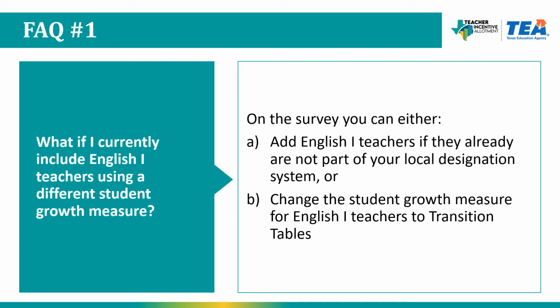What if I currently include English 1 teachers using a different student growth measure? Well, on the survey, you can choose 2 options. You could change that student growth measure for English 1 teachers to transition tables, or you can add English 1 teachers if they were not part of your local designation system at the time. This would be a completely local decision.